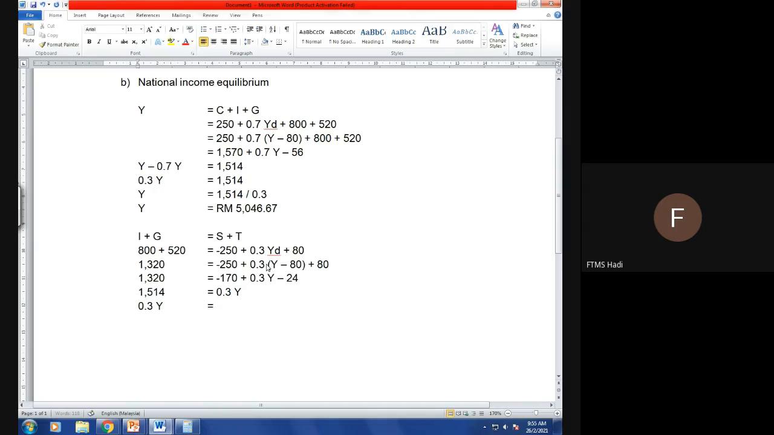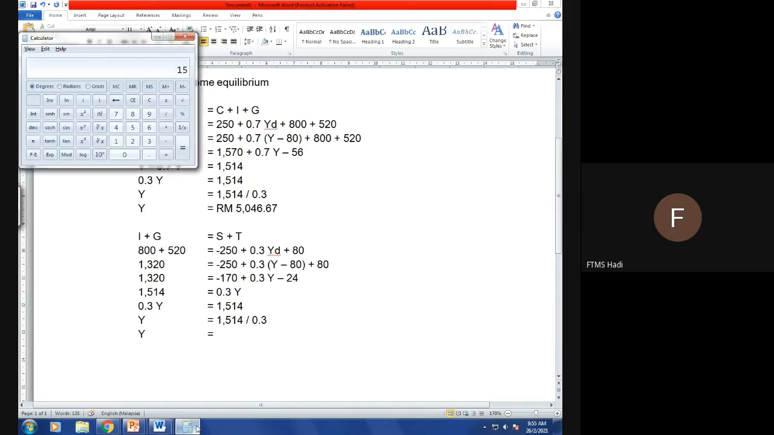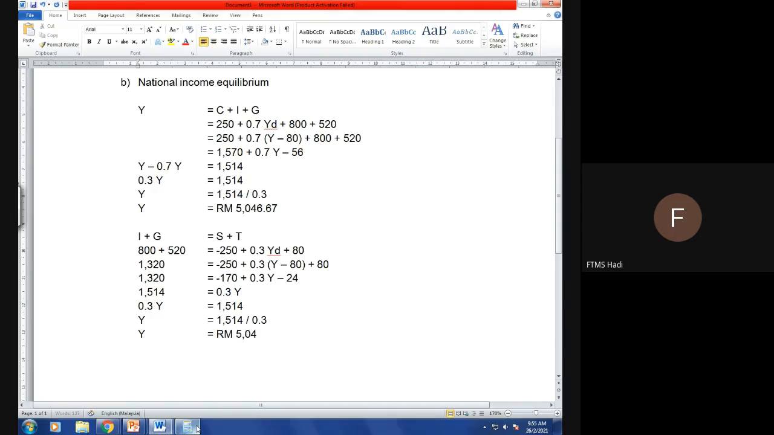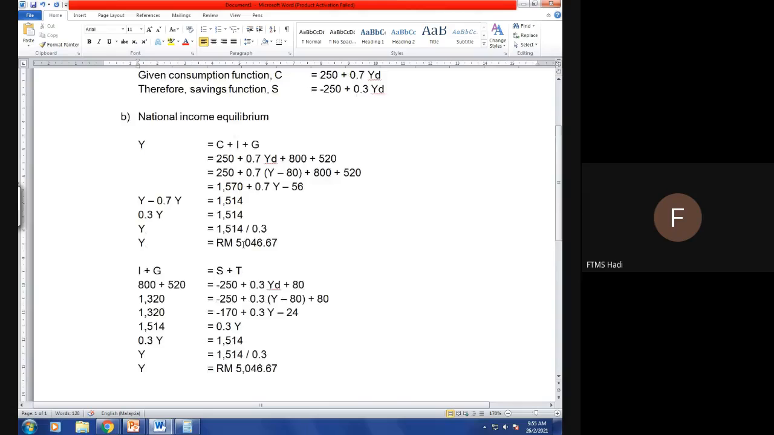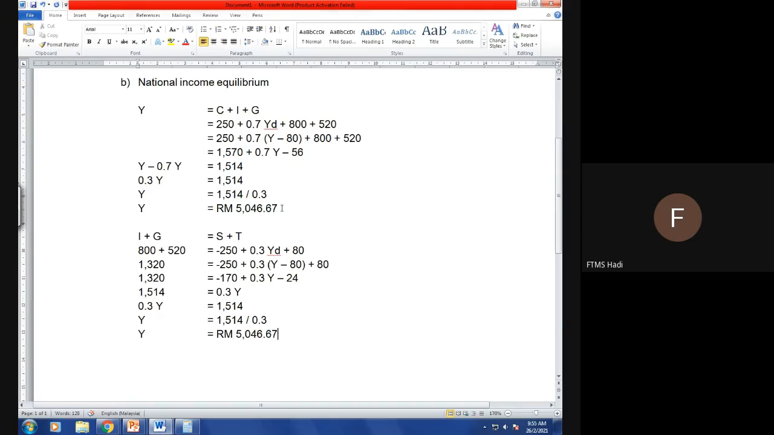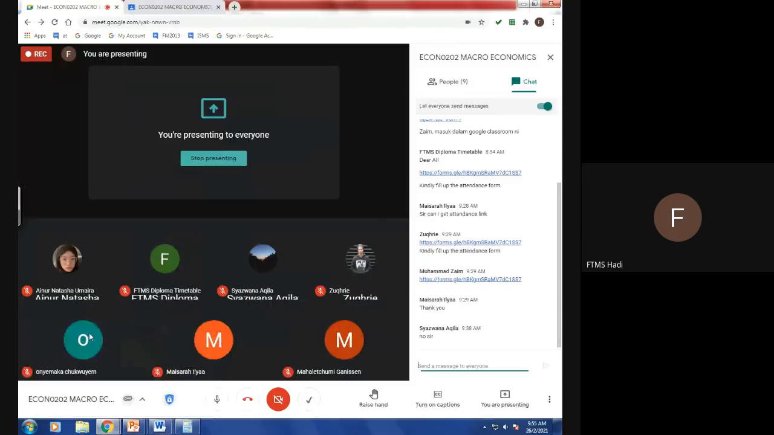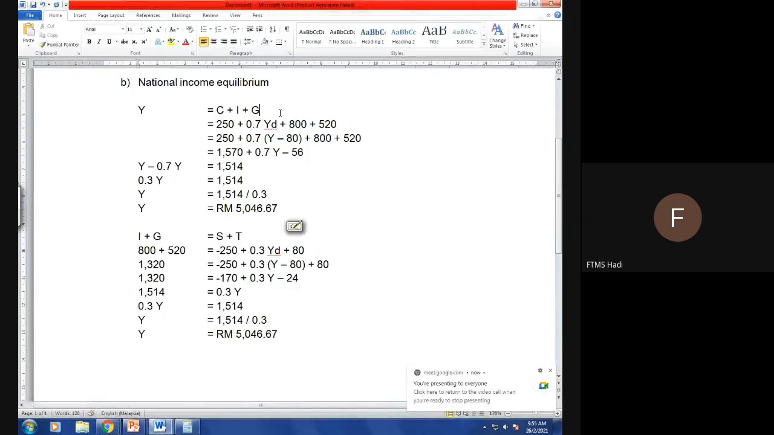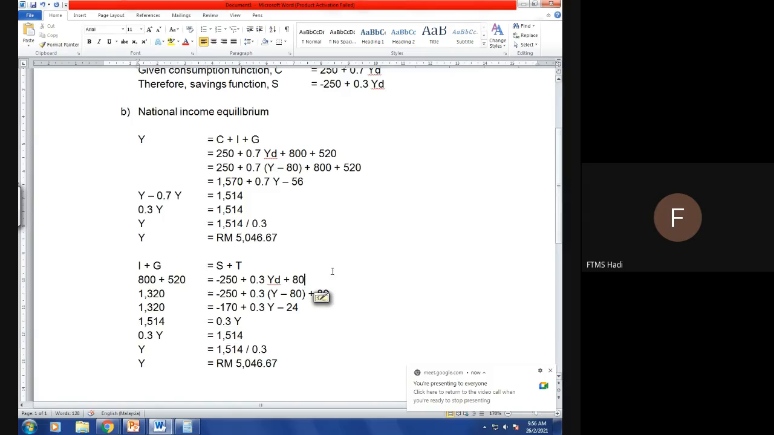0.3Y is equal to 1514. And then Y is equal to 1514 divided by 0.3. Yes, the same answer. Okay, can you see the same answer? Is it the same answer? Do you agree with me? Yes, sir. And you see, there is the same answer. No matter the equation that you use, either AS equal to AD or injection and leakage, you get the same answer. Okay, so this is how you get those answers. But please make sure that you get the correct equation.